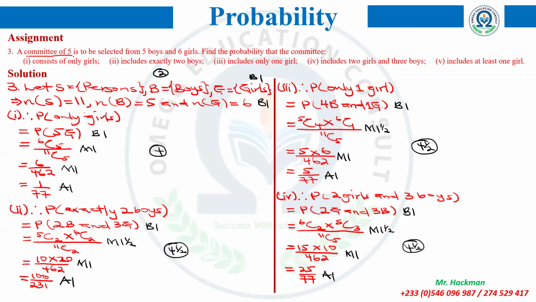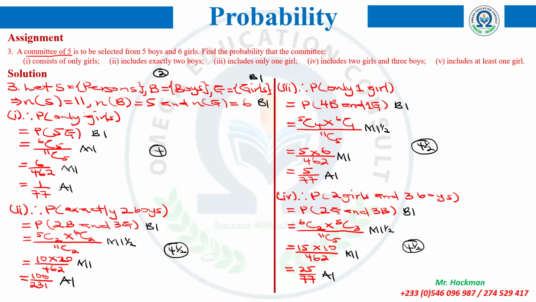So here you can see that we are looking at a committee of 5 to be selected from 5 boys and 6 girls. So we have 2 categories. Then our main category, we are looking at persons, or people if you like. So you first of all, let S be equal to, whenever you see count in the categories given, it means your representation must be put in curly brackets, because you are dealing with sets, and you can get the counts.